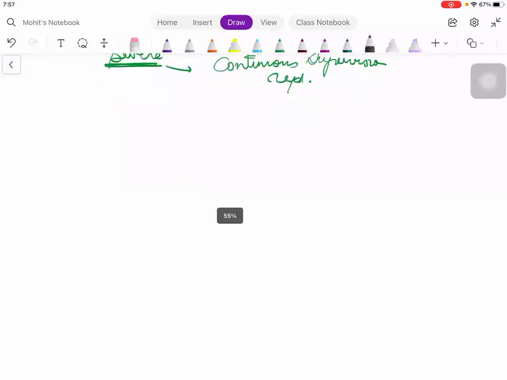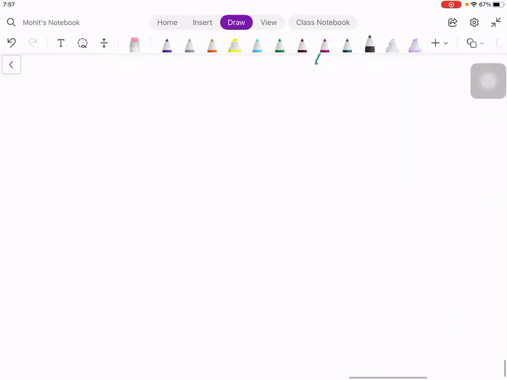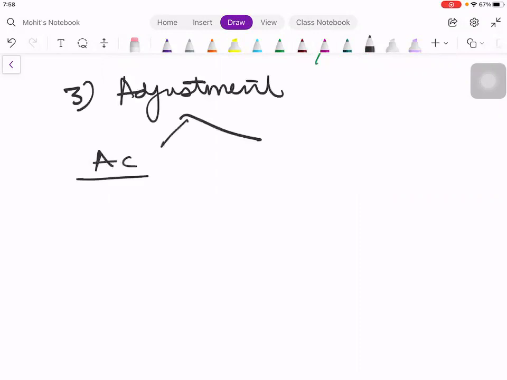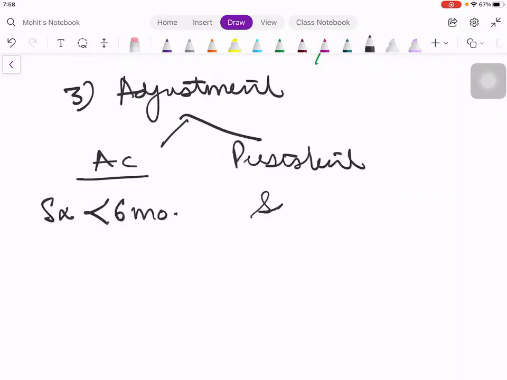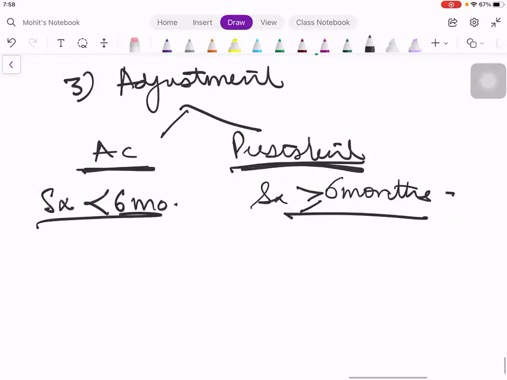And what is the third change? In adjustment disorder, the duration has been specified: acute when the symptoms are present for less than 6 months, and persistent when the symptoms are present for more than or equal to 6 months. So for adjustment disorder, acute and persistent, the symptom duration has been specified.